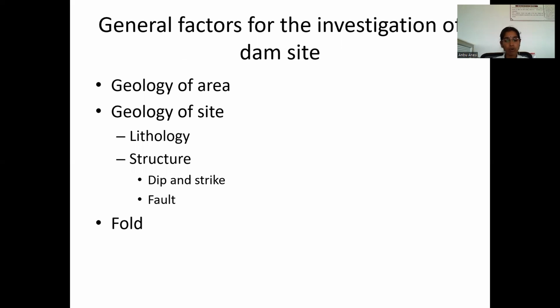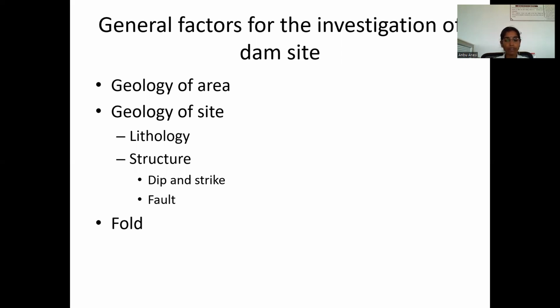Lithology: the slope of the valley should be comfortable. Composition and texture of rocks should be proper. Classes of the rocks should be revealed, that is igneous, metamorphic, and sedimentary rock. Rock strata have to be reviewed. Structure, dip and strike.